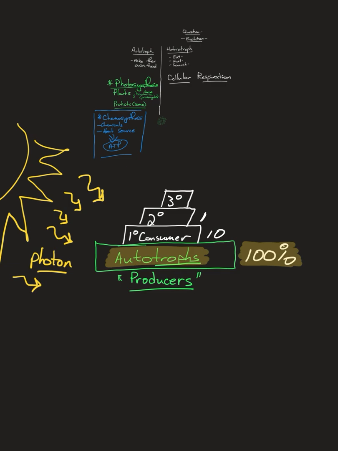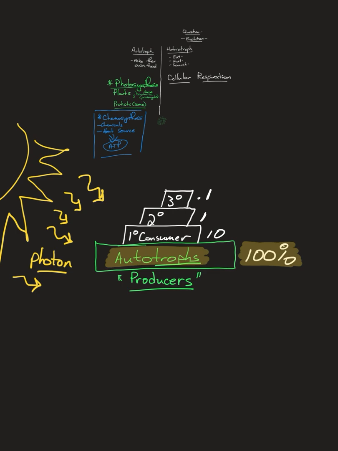So if the lion eats Ivy, what percent will the lion be able to get? Of the total in the autotrophs, what percent did the lion get? 0.1. So they only got 0.1.